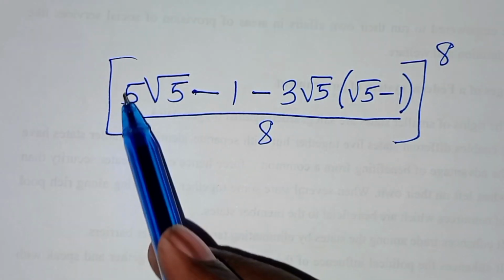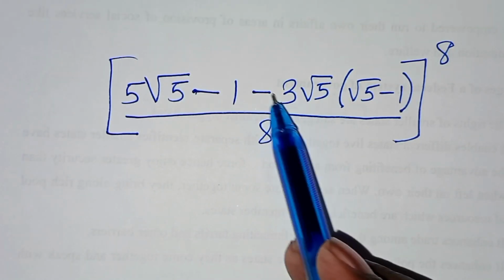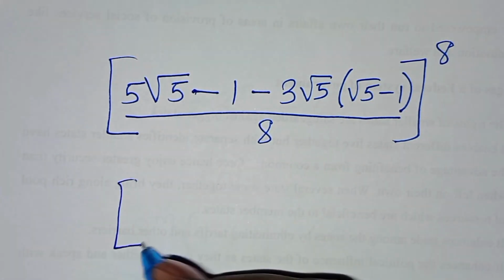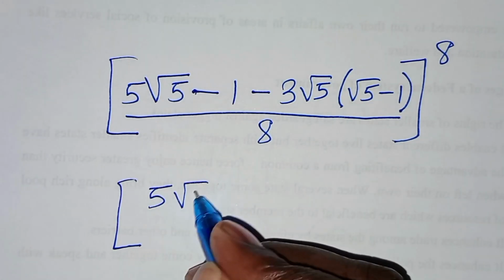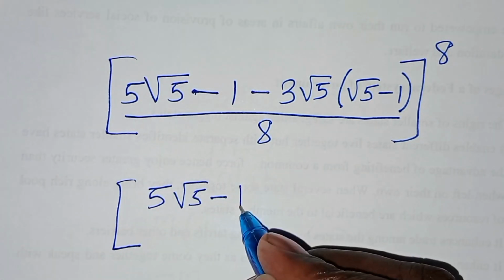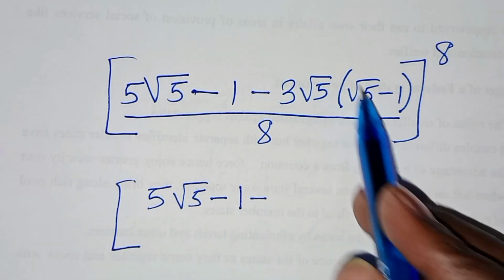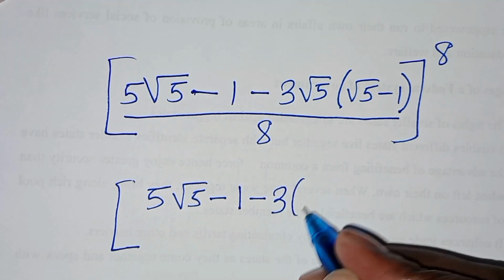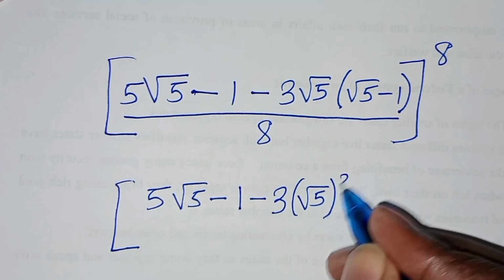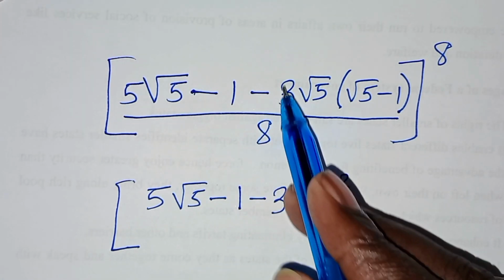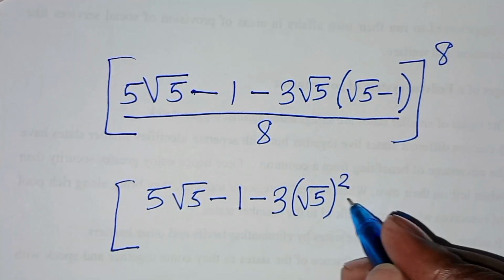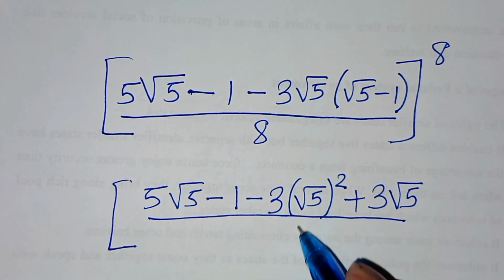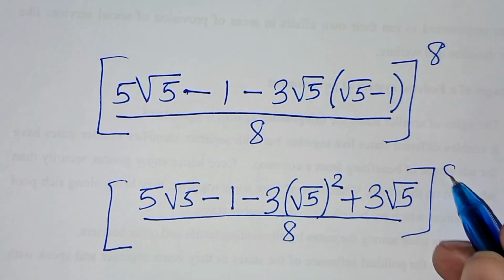Now here we have 5√5 − 1 − 3√5 times (√5 − 1) divided by 8. So this is the same thing as 5√5, subtract 1, subtract 3√5 times √5 here. This is the same thing as 3 multiplied by (√5)^2. Then now minus 3√5 times minus 1. This is plus 3√5. All this divided by 8, then raised to power 8.